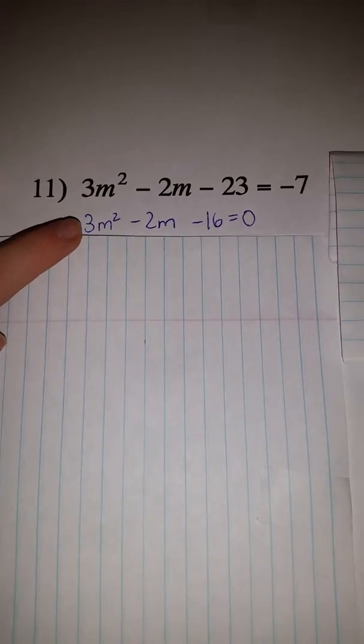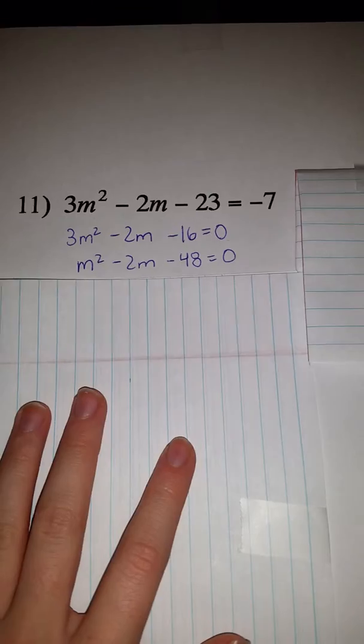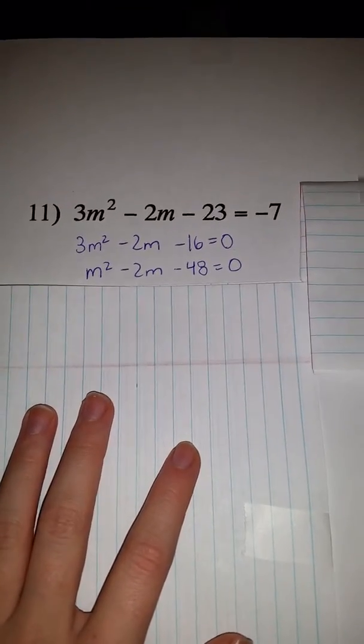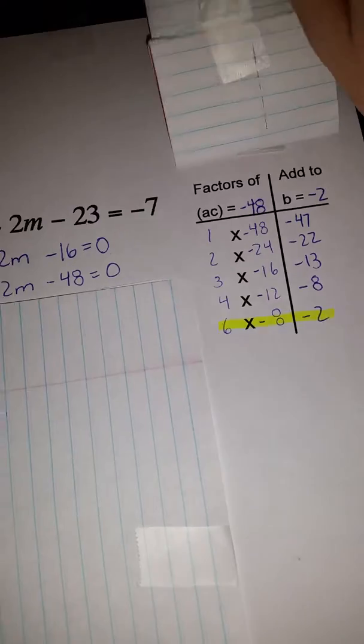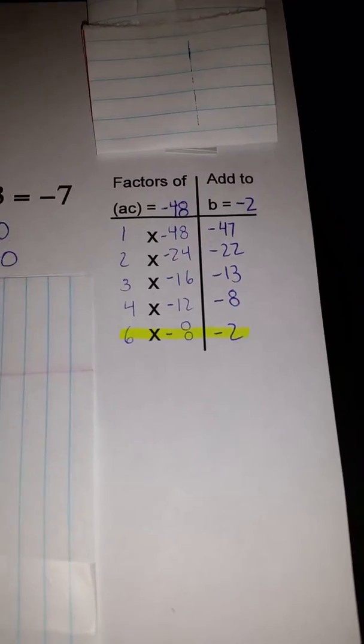Well, then you have to get rid of the first number connected to the m squared. So you have to multiply that to the negative 16. And that gets you m squared minus 2m minus 48 equals 0. So now we know what we have to find. So over here, you need to find the factors of negative 48 that add to negative 2.